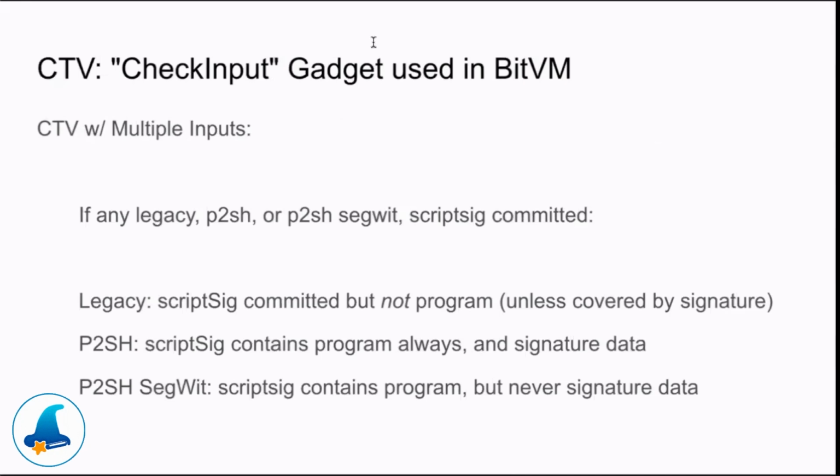Another thing that has kind of gotten popular lately, but has always been there in the materials, is you can do a kind of check input gadget. This lets you do any sort of CTV spend that has multiple inputs if you're using specifically.